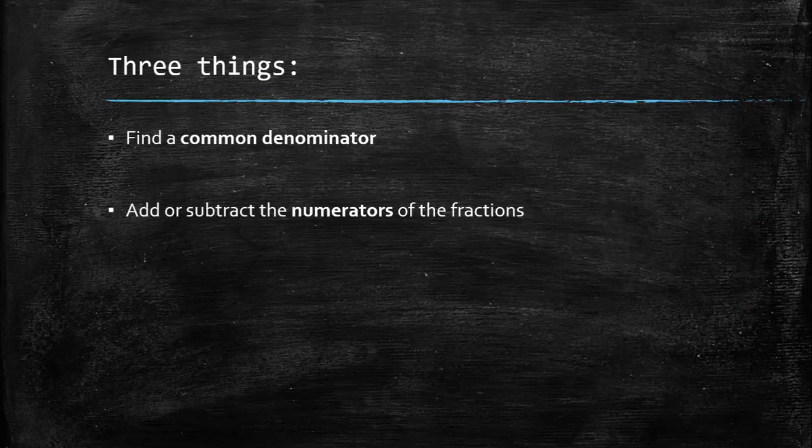The second thing is that we need to add or subtract the numerators of the fractions, and then we need to leave the common denominator as it is. So we're going to turn both of our numbers into a fraction with the same common denominator, and then we're going to do our operation only on the numerator, and then we're going to leave the denominator the way it is.